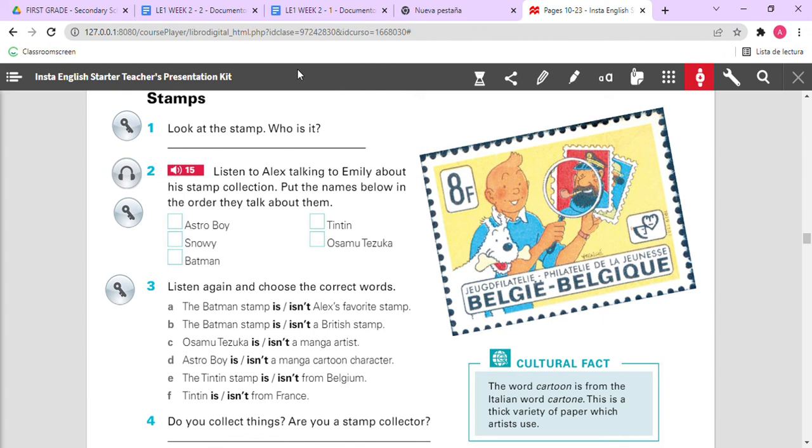The word cartoon is from the Italian word cartone. This is a thick variety of paper which artists use. This is extra information about cartoons.